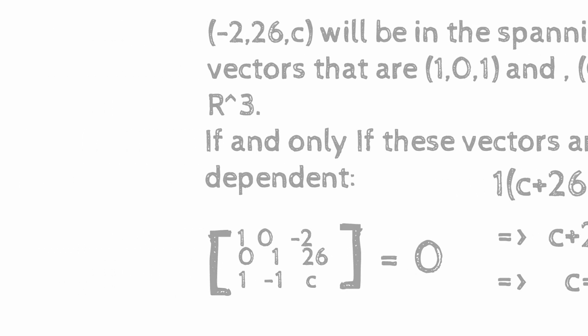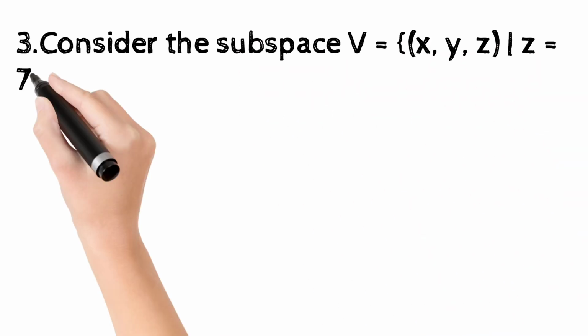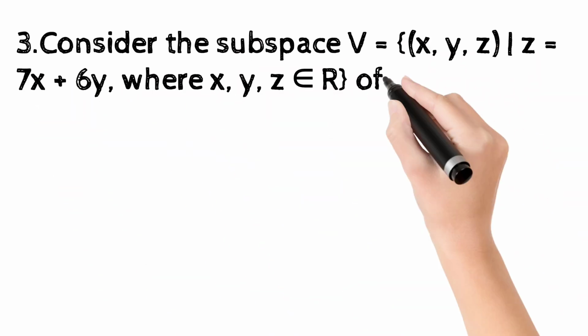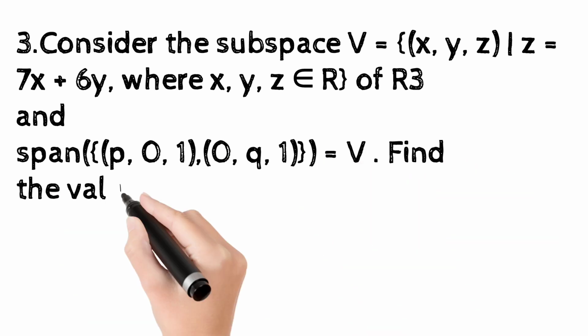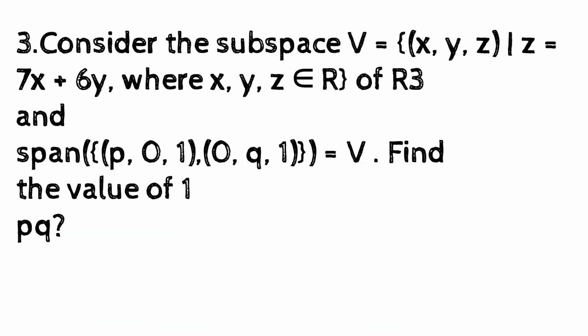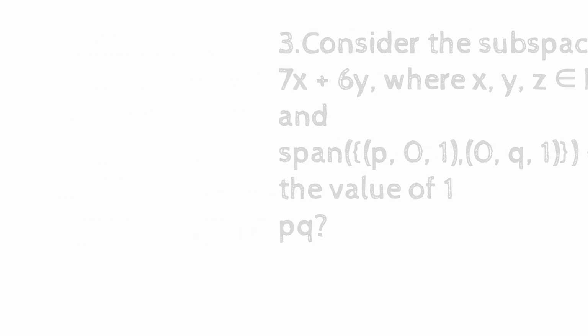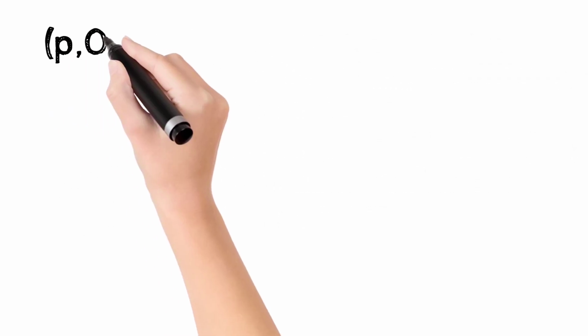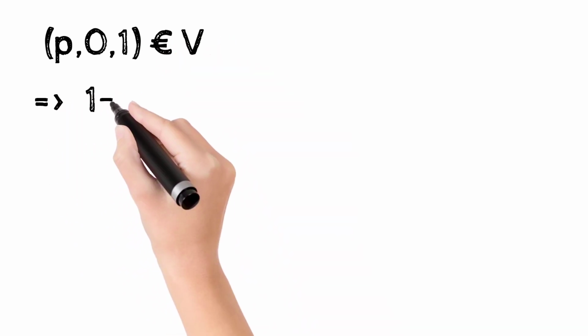Up next, we have our question number 3. It says: consider the subspace V = {(x, y, z) : z = 7x + 6y, where (x, y, z) belongs to R cube}, and span{(p, 0, 1), (0, q, 1)} = V. Find the value of 1 by pq. It's written as 1 and space with pq, but the actual question is 1 upon pq. We have to find the value of 1 upon pq.